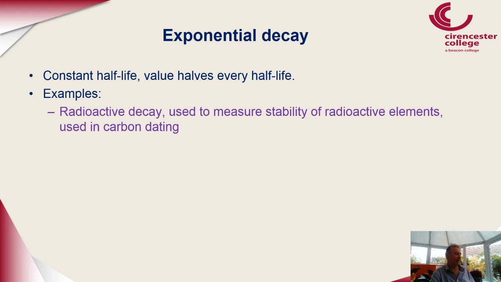Examples, obviously, are radioactive decay using carbon dating. So the older something is, the less carbon-14 it will have in it. But that only works for a certain amount of going back in time, because you get to the point where the amount of carbon-14 that's left is so little that it's very hard to tell the difference.